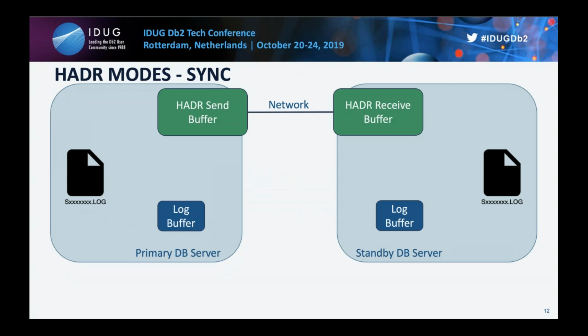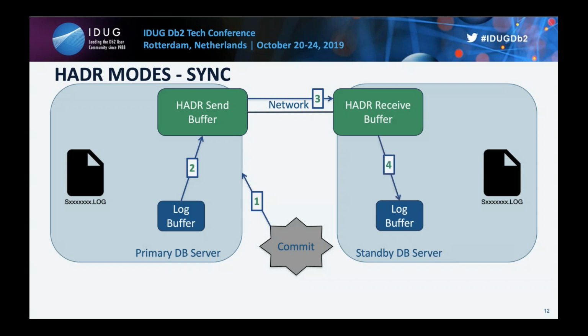Okay, so if we talk about the first HADR mode, sync, what sync does is when a commit comes in, it will take the log buffer and send that log buffer to the HADR send buffer, which is another memory area on your primary server. It will then send that across the network to the HADR receive buffer on the standby server. On the standby server, the receive buffer will write out to the log buffer and then the log buffer will write out to disk. After all that work is complete on the standby, an acknowledgement will be sent back to the primary. And the primary, while all that's going on, will also be writing out to the transaction log file. And then once all of that is complete, that's when the commit is considered successful.